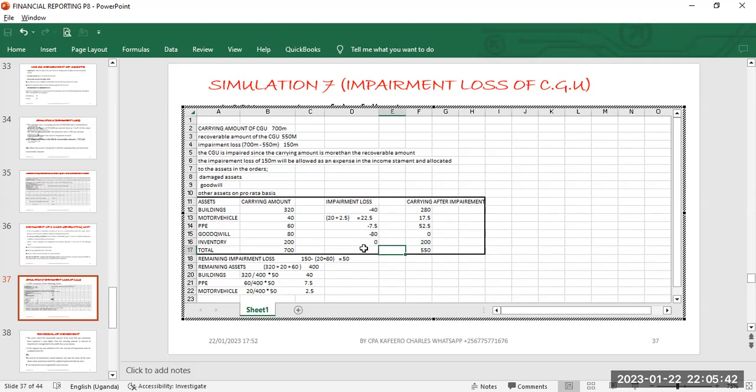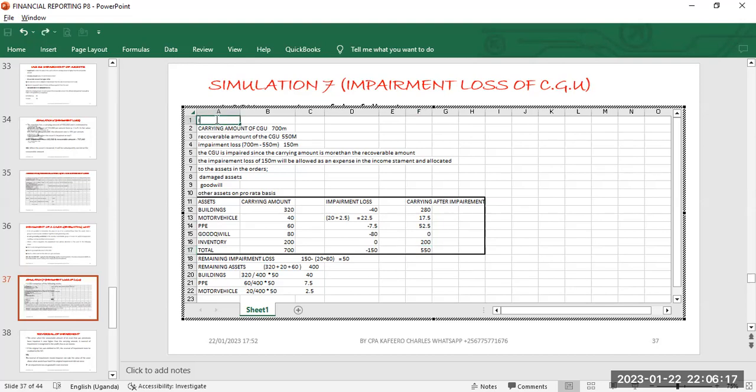So when you add the whole of this, you will be able to get 150 million. But that 150 million was supposed to be deducted since it was the total impairment loss. So when you deduct this 700 minus this, you'll be able to get this 550. So that's actually what they wanted us to do. And they wanted you to be able to show how the distribution is going to be done.